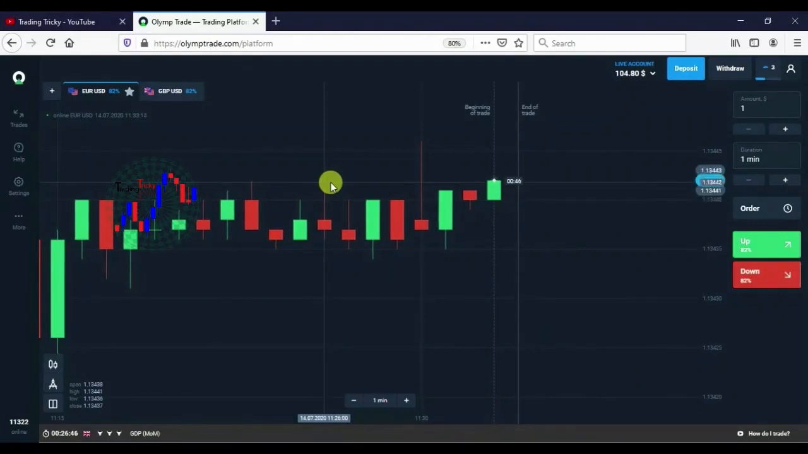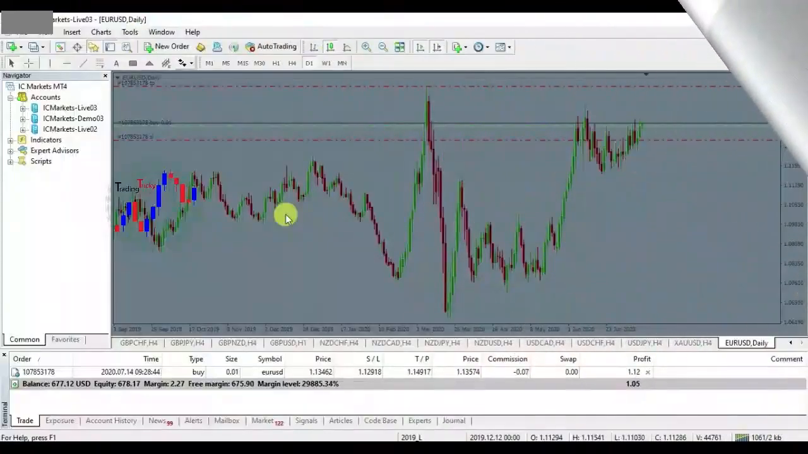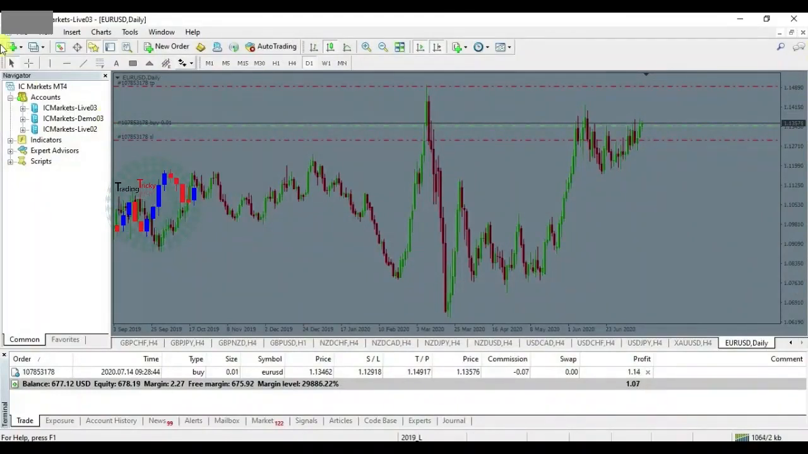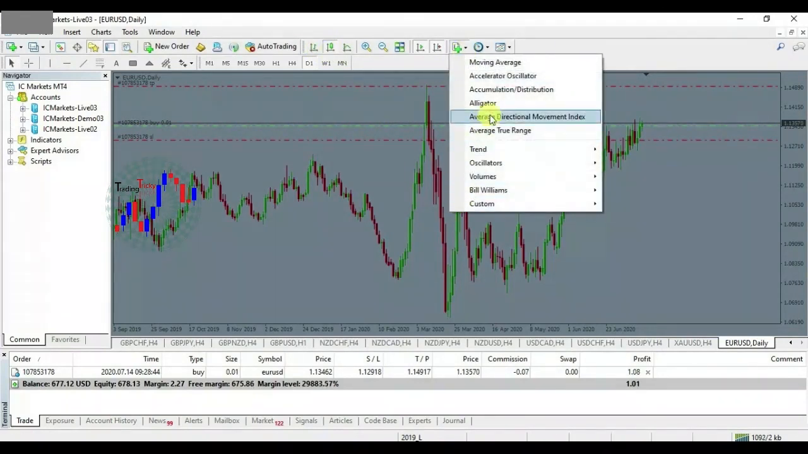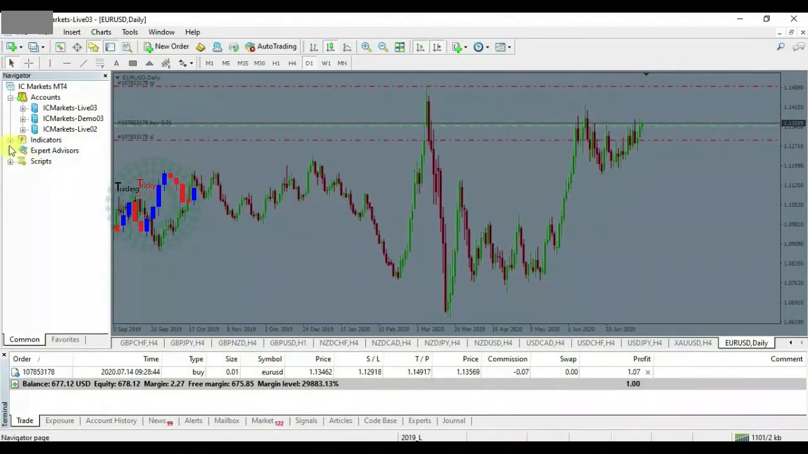Let me show you another platform, MT4. So this is the MT4 chart, basically used for Forex trading. You can see a lot of options are there. So these are the drawing tools and time frame. You can see the chart type. Then from here you can insert some indicators into your template, or from here also.